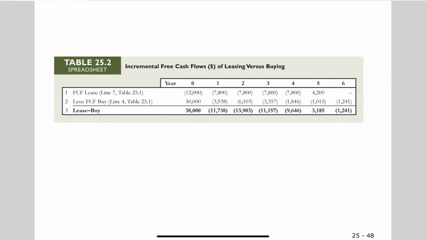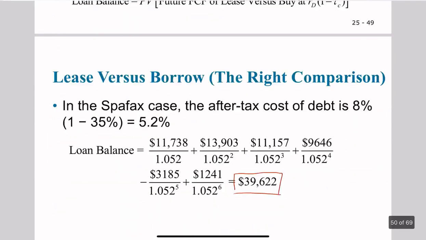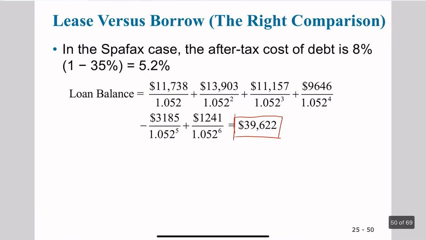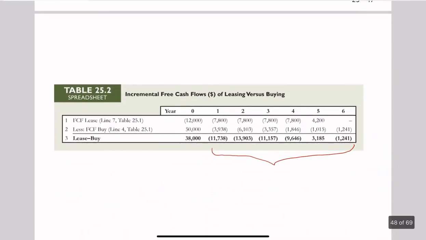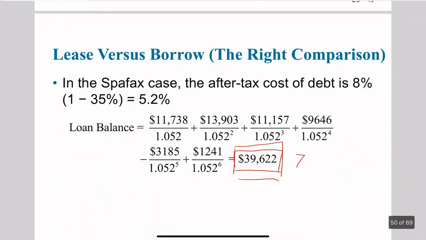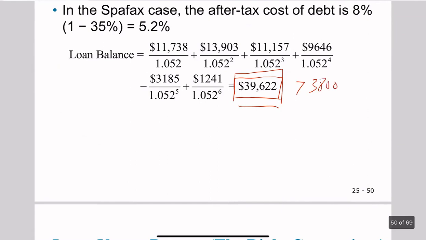Basically, what you would do is you would discount these 6 cash flows using the after-tax cost of debt. And you will find out that the discounted value is 39622, which is larger than 3800. So it's larger than 3800. This basically means lease is undesirable.